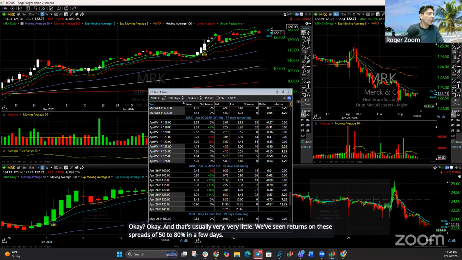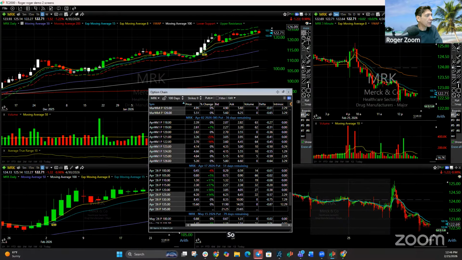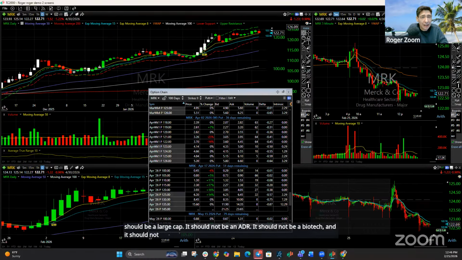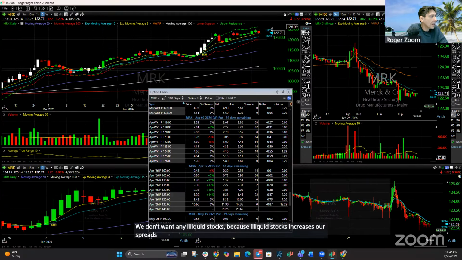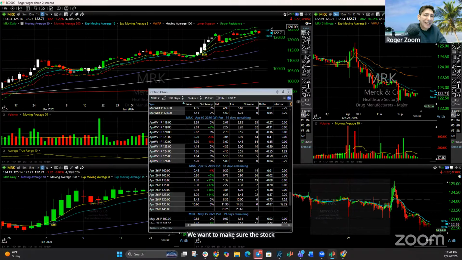Okay. So what is the criteria for the trade? Stock should be at least $50. It should be a large cap. It should not be an ADR. It should not be a biotech. And it should not be a highly choppy stock. We don't want any of those things. We don't want any illiquid stocks because illiquid stocks increase our spreads. We want to make sure the stock is neutral or slightly bullish.